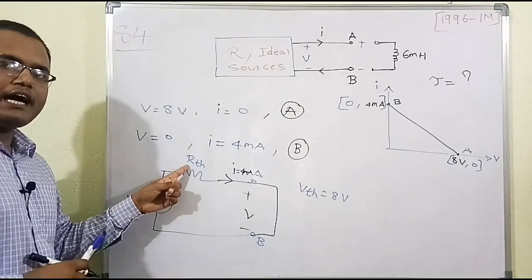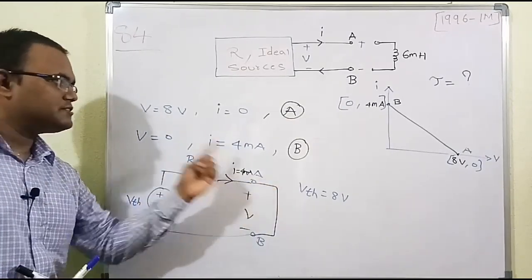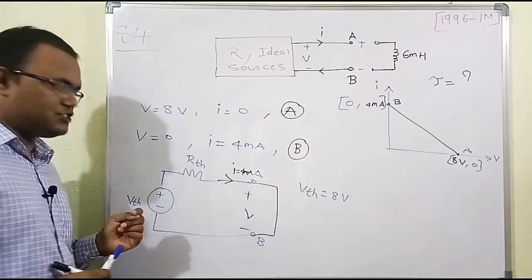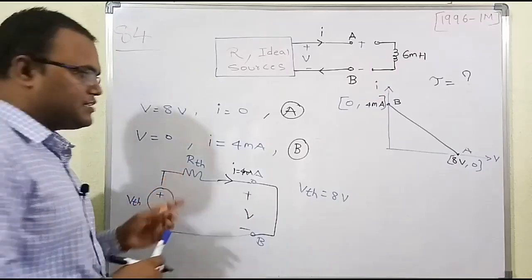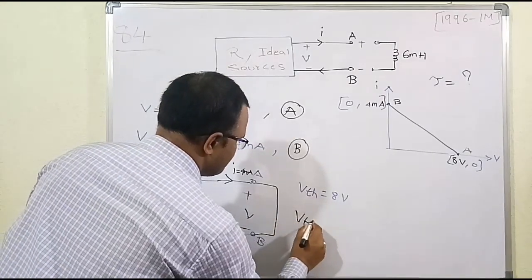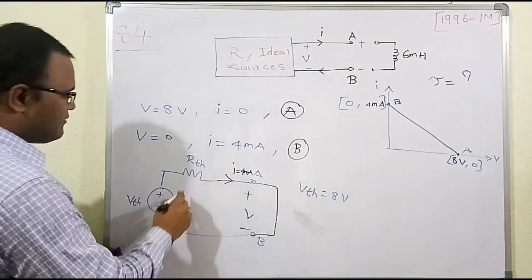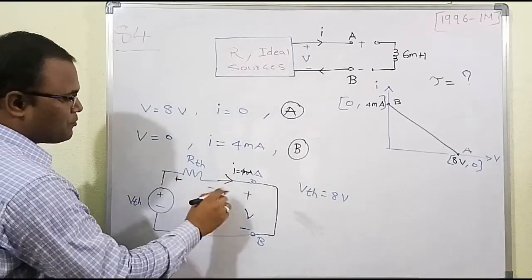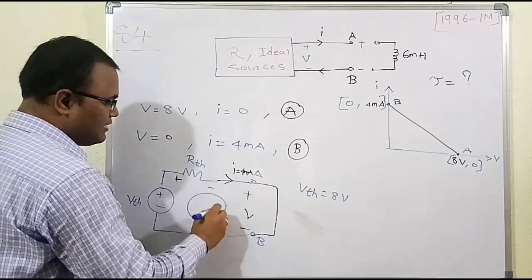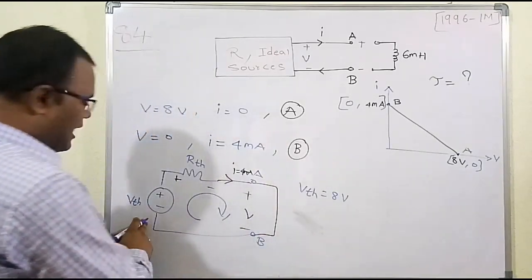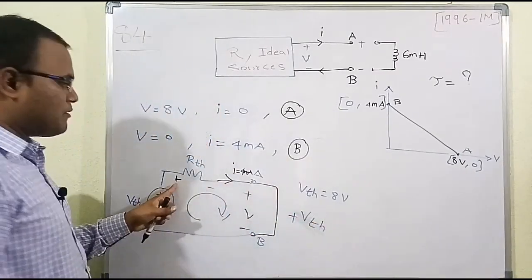Now we need to find RTH, because VTH we already know is 8 volt and the current we know is 4 milliampere. So VTH is equal to current into RTH. By KVL also we can write this. If you have any doubt, by KVL current goes from higher potential to lower potential. So by KVL I am going from negative to positive, therefore it is plus VTH. Then I am going from positive to negative.